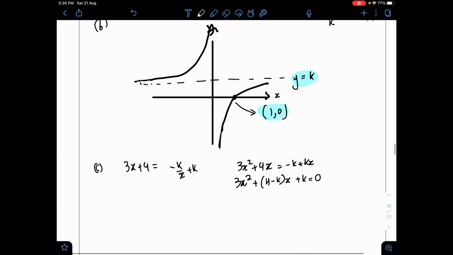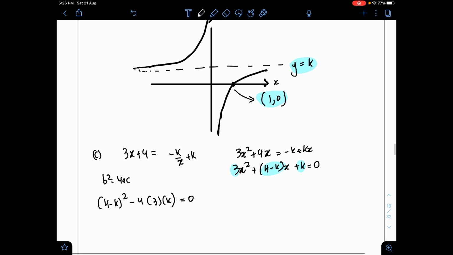Now we need to take the discriminant, right? So b squared minus 4ac. What's b? We know b is 4 minus k. Our a is 3, and our c is k. So that will be (4 minus k) squared minus 4 times 3 times k. We have to equate it to 0 first to find the critical values.